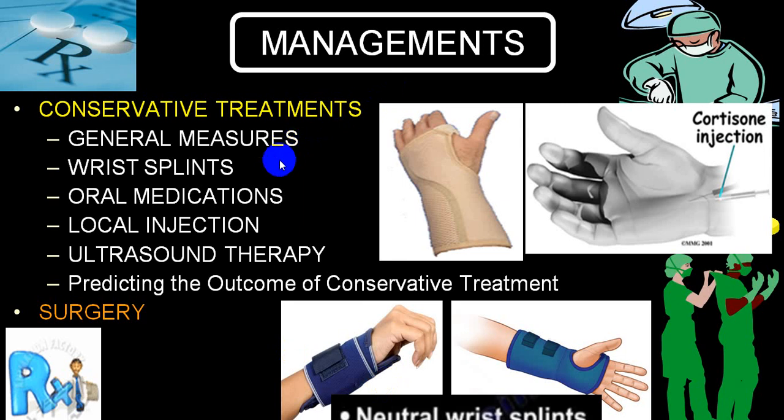So general measures: wrist splint, oral medications like analgesics and anti-inflammatories, local hydrocortisone, ultrasound therapy, etc. And then late stage, if no improvement, then only surgery. This neutral wrist splint helps a lot. And the second procedure, local hydrocortisone, will be another thing.